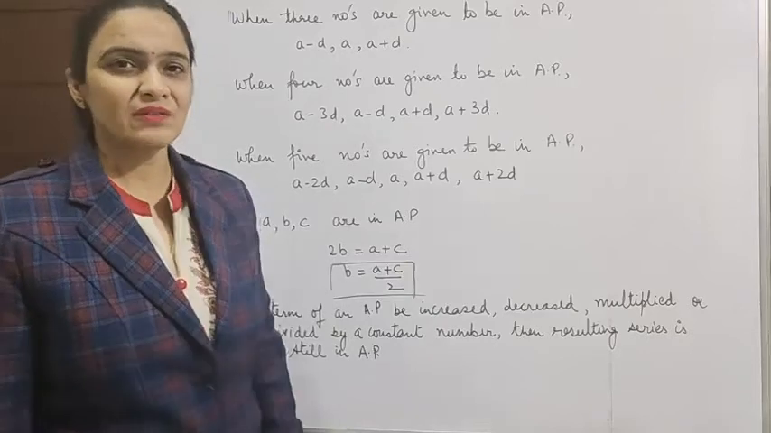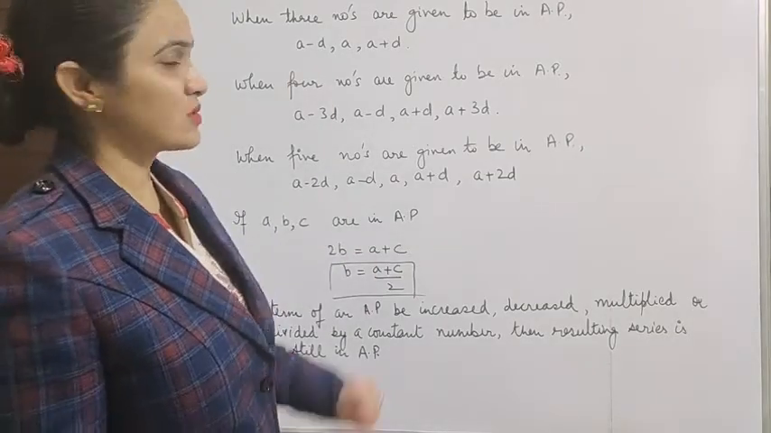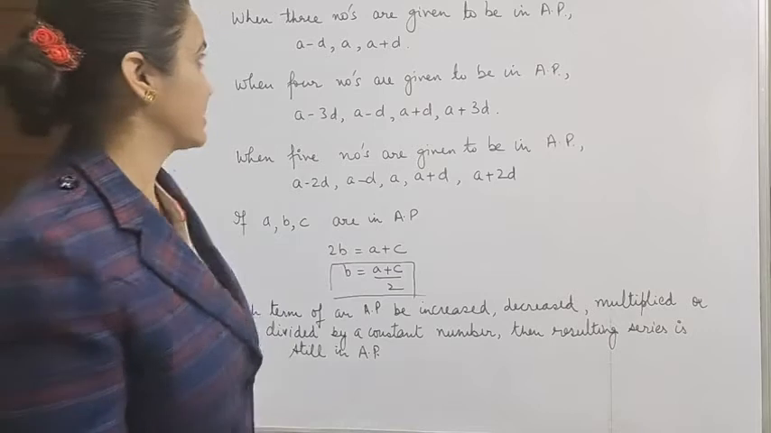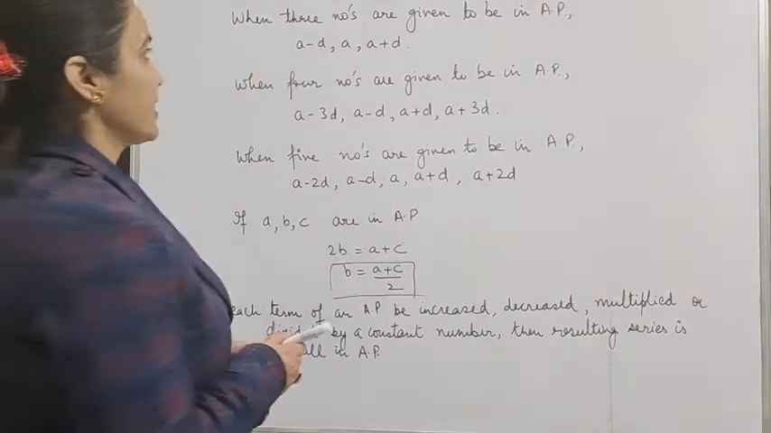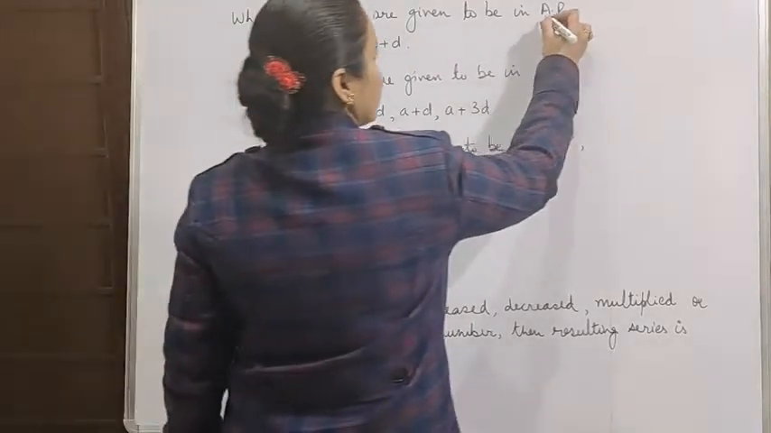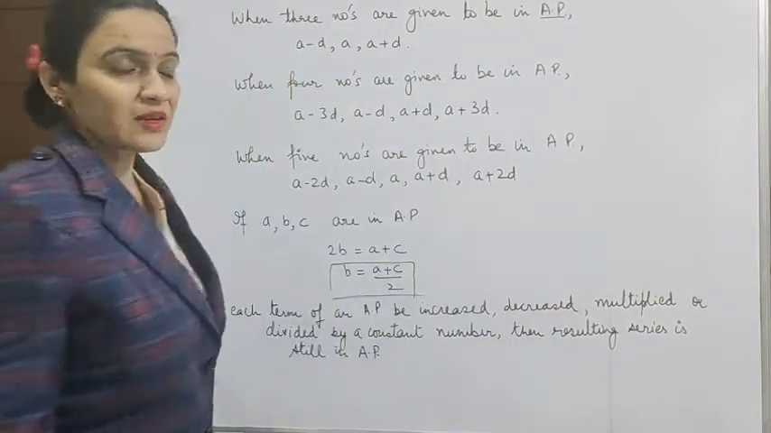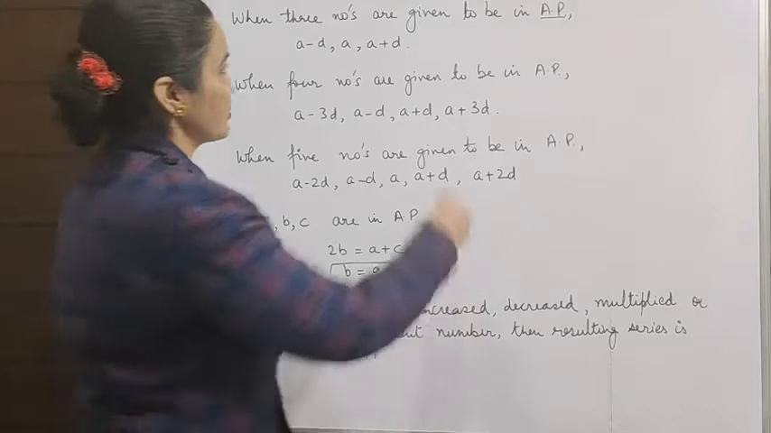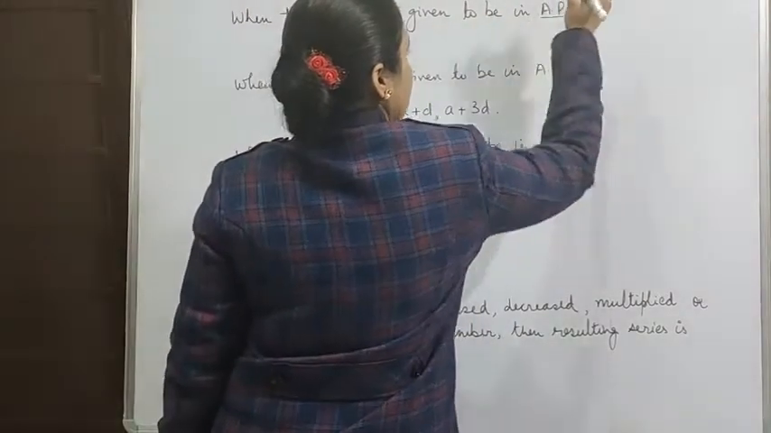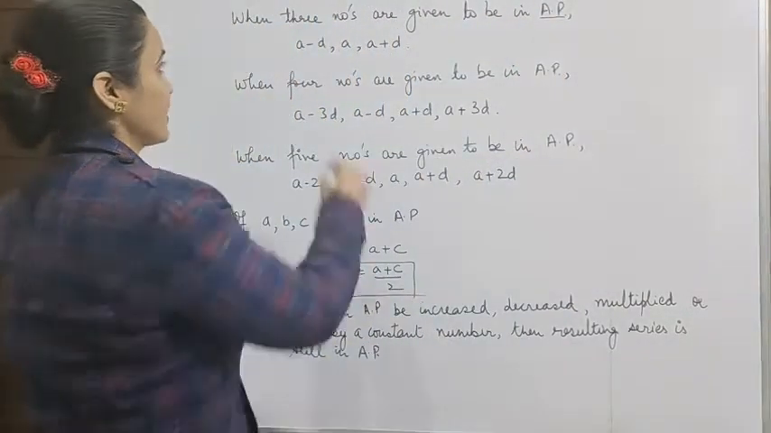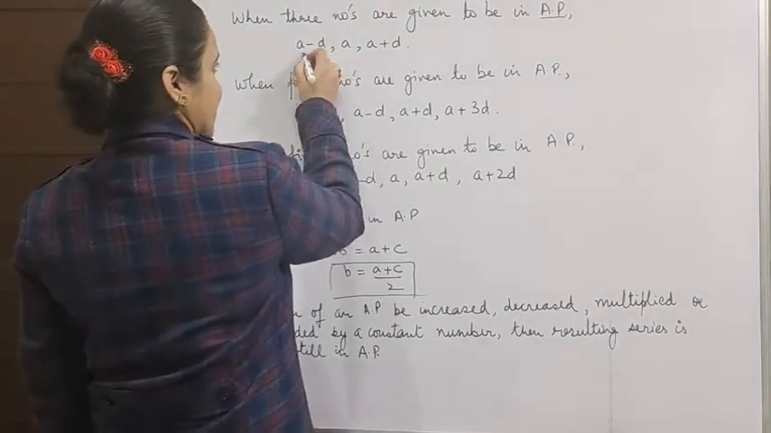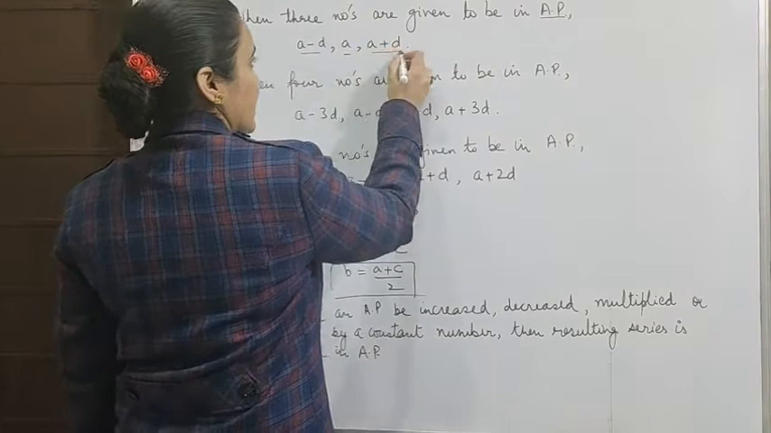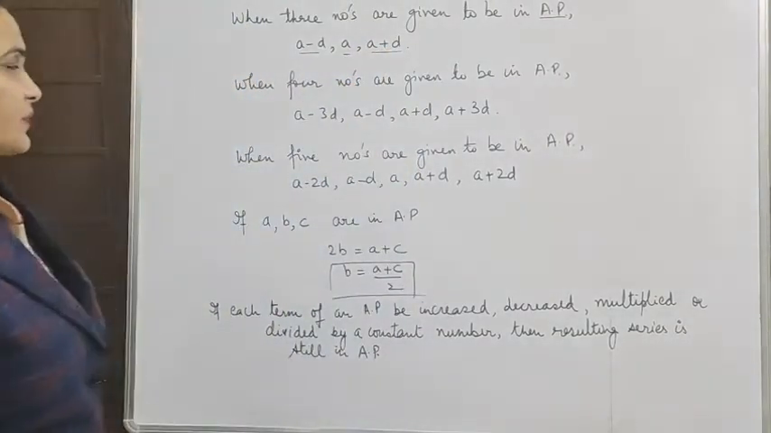Hello students, we were doing series. Let us now do some other questions based on series, arithmetic progression. When three numbers are given to be in AP, there are questions in which we are going to use that. Then we can always choose the numbers as A minus D, A and A plus D.